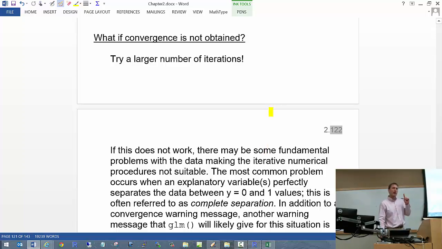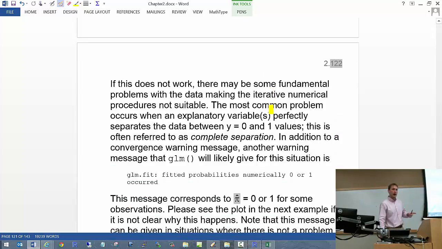First, though, I want to talk about the most common problem that occurs by far with logistic regression, and that is complete separation in your data. The easiest way to think about it: your response is either a 0 or 1. Suppose you have only one continuous explanatory variable, x, and x is always small for y equals 0s and always large for y equals 1s, such that x essentially perfectly discriminates between the y equals 0s and the y equals 1s.